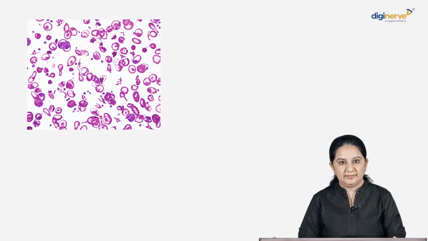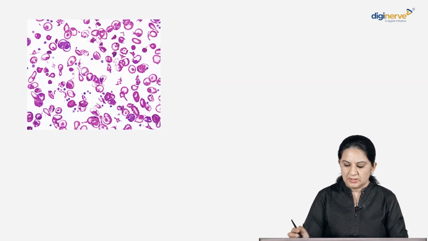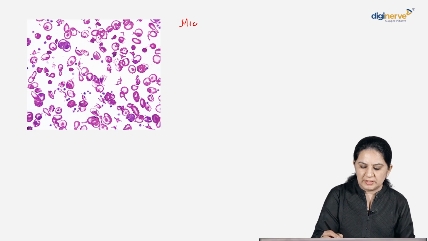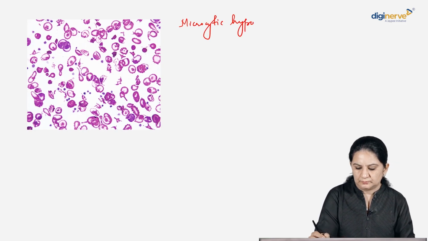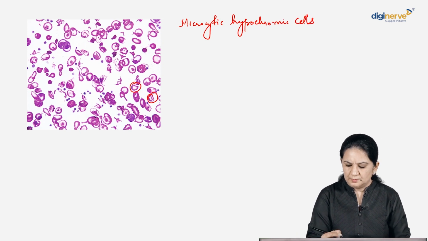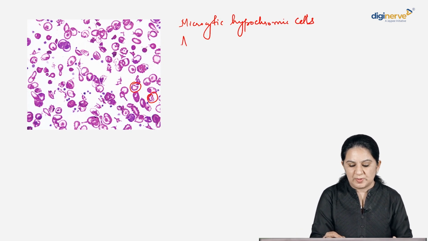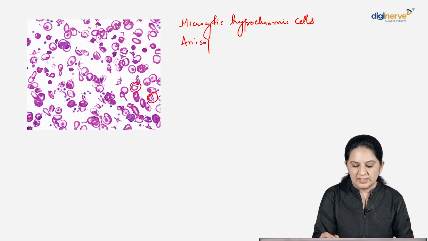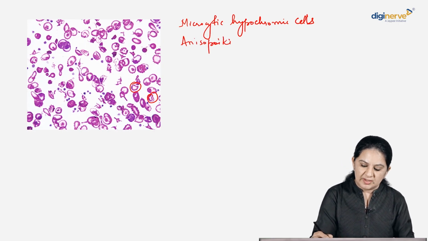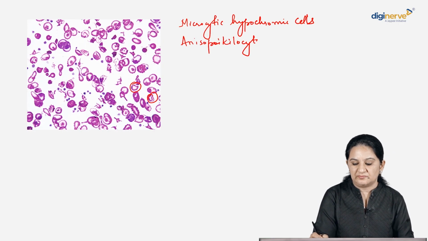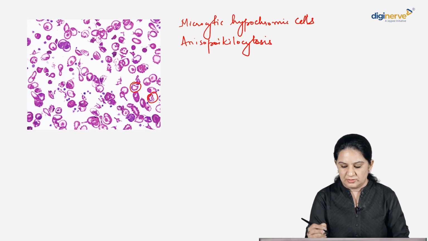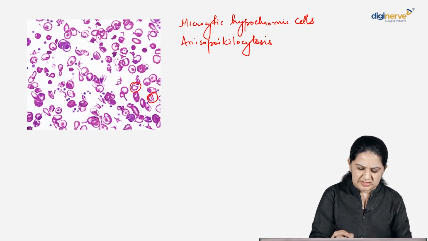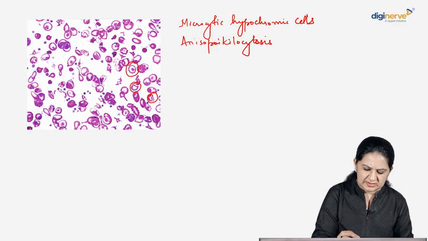So you will see a characteristic blood picture in thalassemia. You will see microcytic hypochromic cells, plus you will see marked anisopoikilocytosis. Anisopoikilocytosis, marked variation in the shapes, marked variation in the size. All right. Plus you will see target cells, the characteristic target cells.